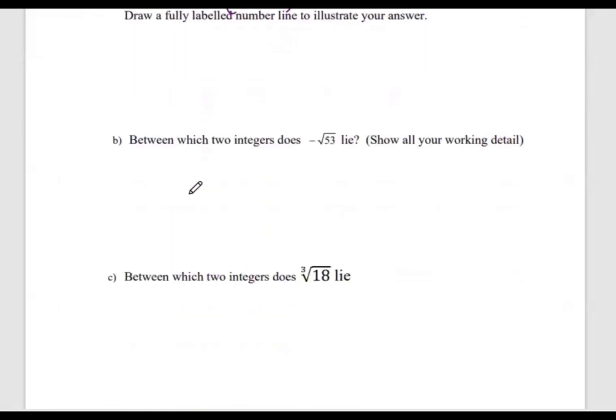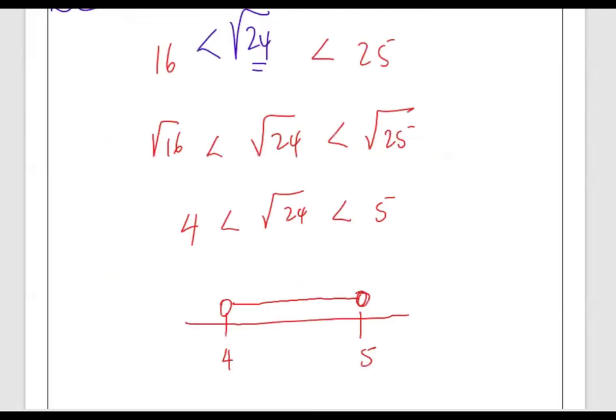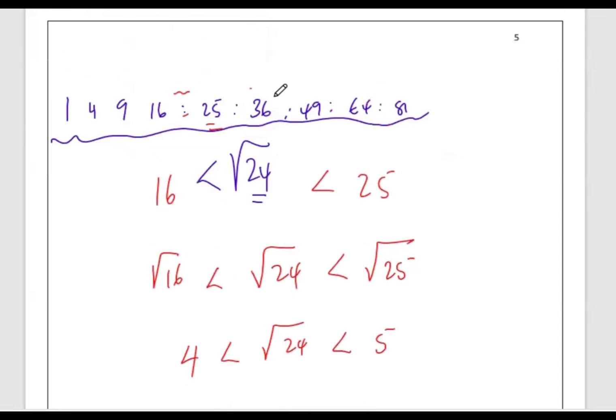Between which two integers does negative root 53 lie? Show all the working detail. Okay, now we're dealing with a negative number. So regardless of whether it's a positive or a negative, the basic principle is just the same. Okay, so let's go to our square numbers here. So we're talking of 53. So 53 can be found between 49 and 64. That's where we find the 53.